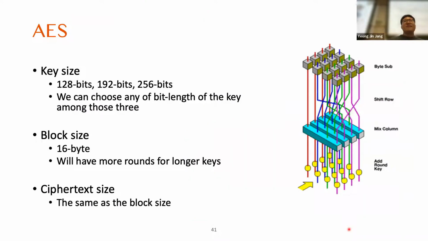AES has a variable key size: 128, 192, or 256 bits. Its block size is 16 bytes, so 128 bits. That's why the smallest possible key size is 128. And right now, most encryption uses AES-128 because our supercomputers are not there for breaking that yet.